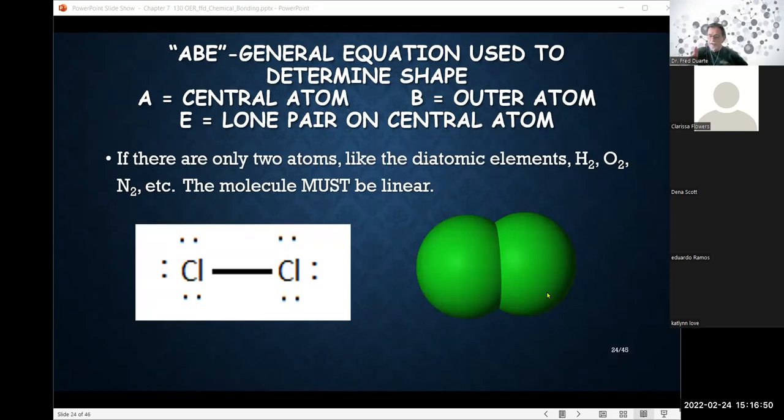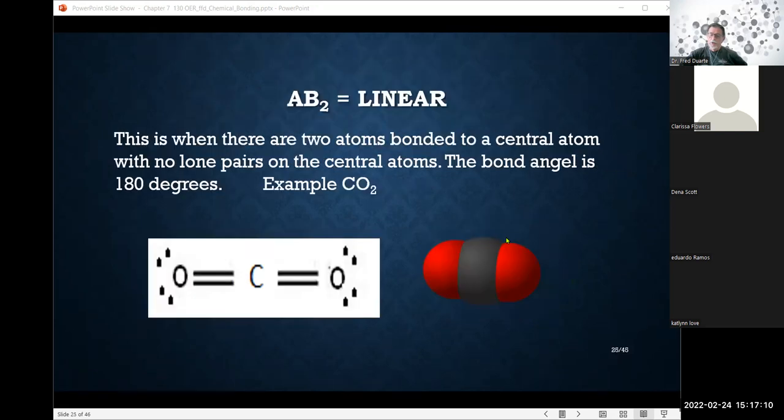Now, when there's only two atoms, like for example, all the diatomics, hydrogen, oxygen, etc., the molecule just by default has to be linear, its particular molecular shape, okay? And there's a Lewis dot structure for chlorine. Now, when they had the general formula of AB2, we did carbon dioxide here, and that's the Lewis dot structure that you calculate. It also is linear, okay, by default, because the double bond by default makes it linear. It is forced to be linear in this position. The black represents carbon, and the two reds represent oxygen.